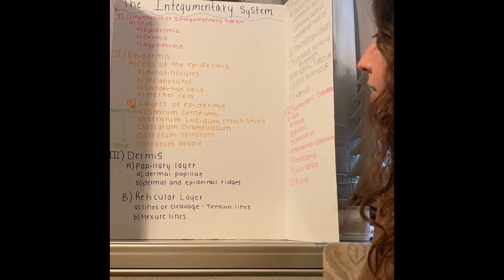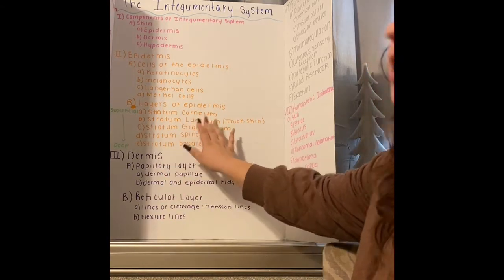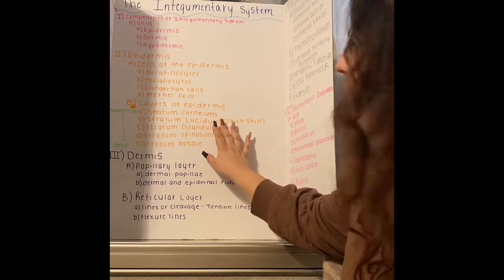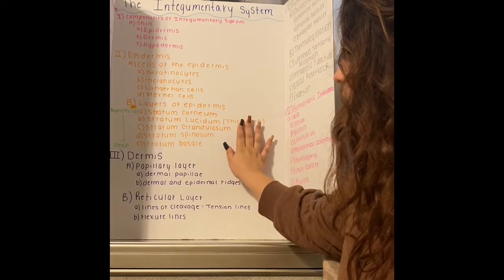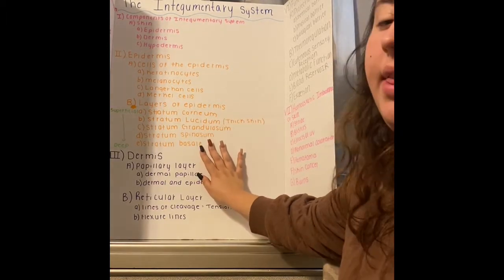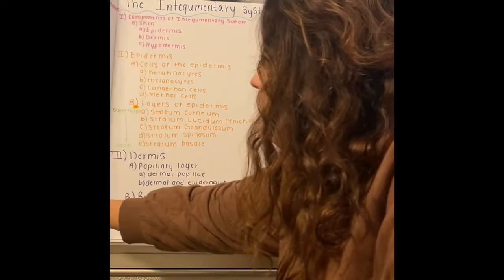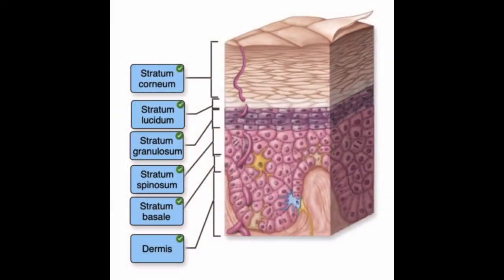For thick skin, stratum lucidum isn't what makes the skin thick, it's actually the stratum corneum. When you look at thick skin, it has all five of these. When you look at thin skin, you just take out that stratum lucidum. So that's kind of that for the epidermis.